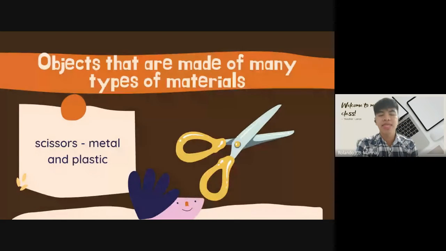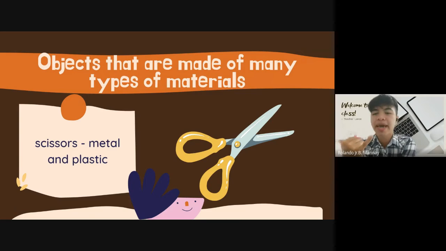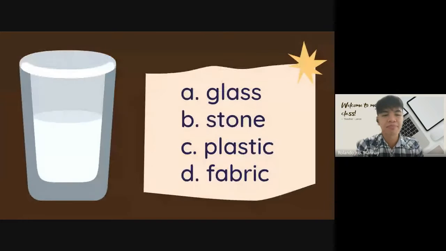What about the scissors? Scissors are made of two materials. What are those materials? Plastic and metal. Very good. Scissors are made of plastic and metal.